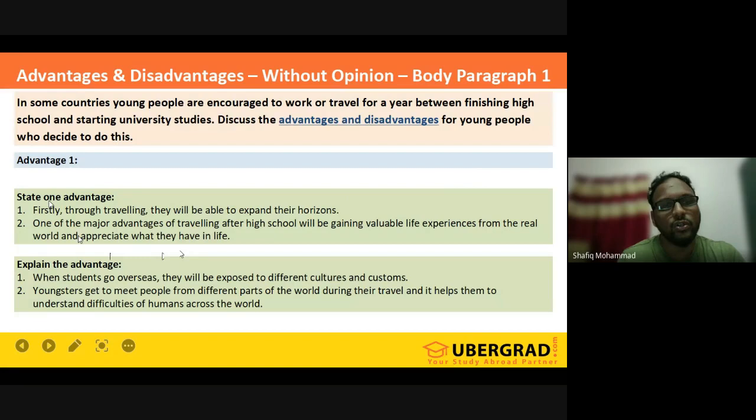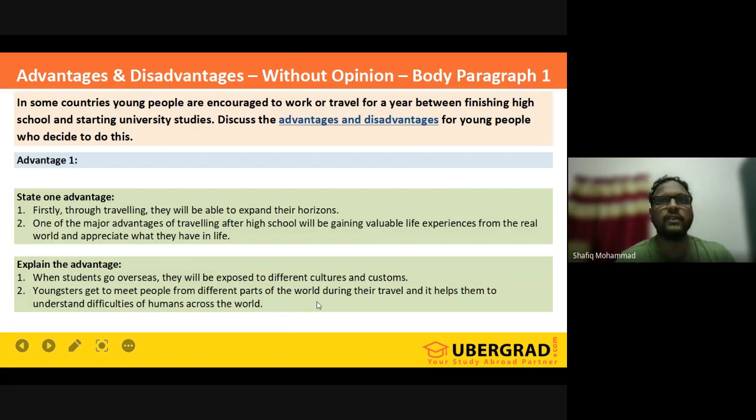Okay. So here you are stating one advantage, and then you're giving an explanation of that advantage. What is it? When students go overseas, they will be exposed to different cultures and customs. So what is the advantage? You are explaining it in the second sentence after stating the advantage. Youngsters get to meet people from different parts of the world during the travel, and it helps them to understand difficulties and humans across the world.